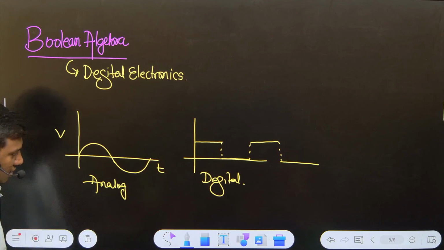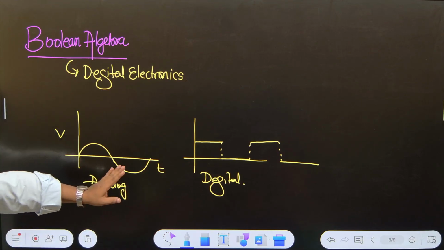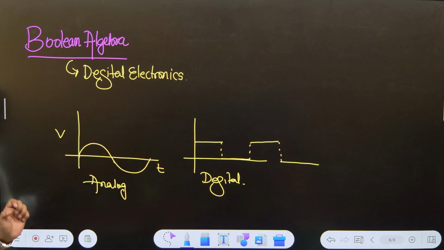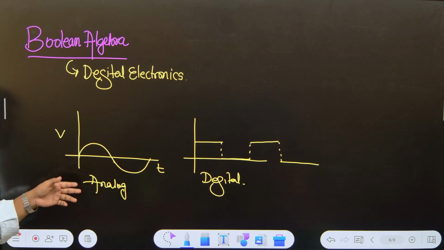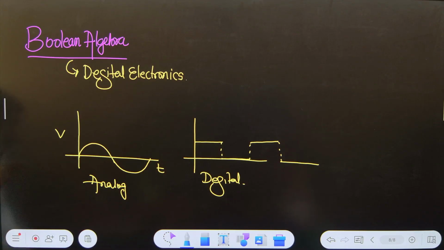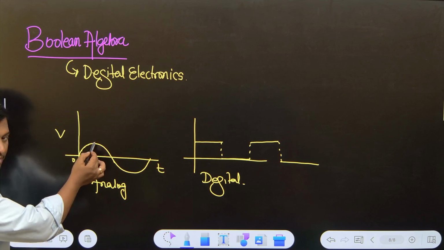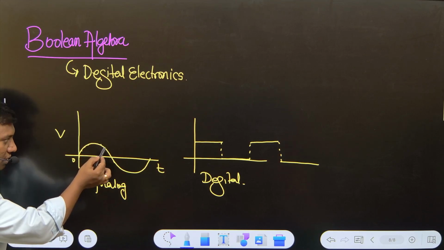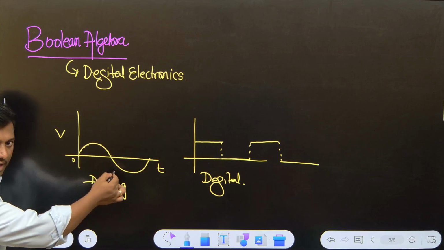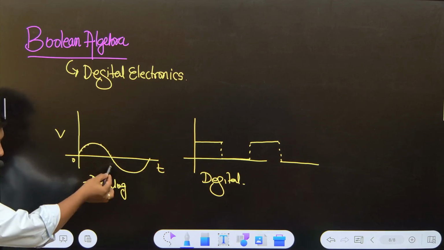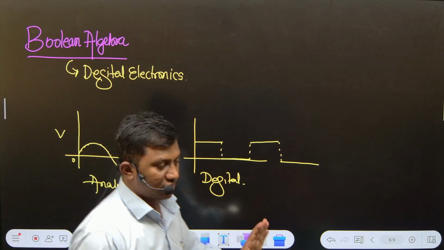This is analog input, and that is a digital kind of input. Here the input can be anything. Input can be 0 volt, 1 volt, 2 volt, 3 volt, 4 volt, maximum 5. Then again 5 to 4, 3, 2, 1, 0. Then again negative. Input is variable. But here the input is not variable.